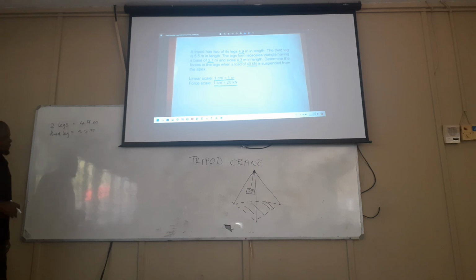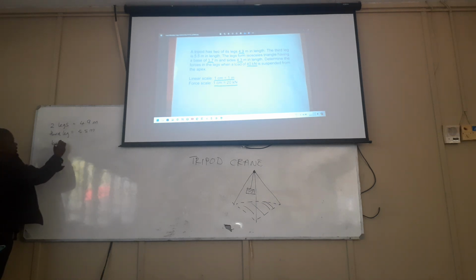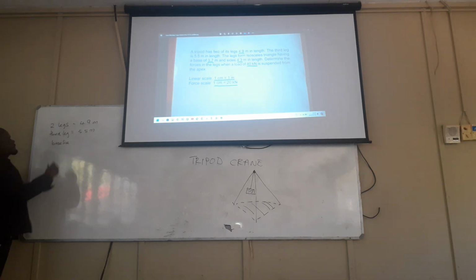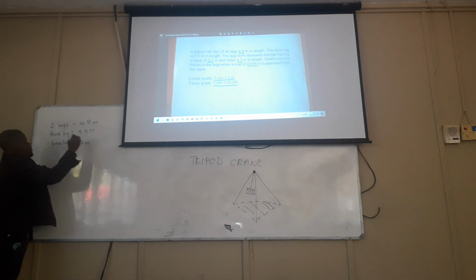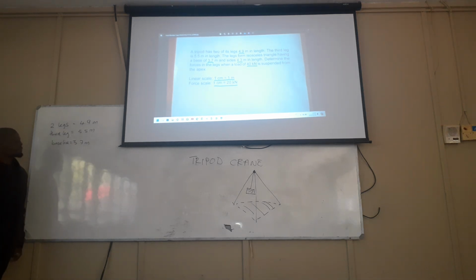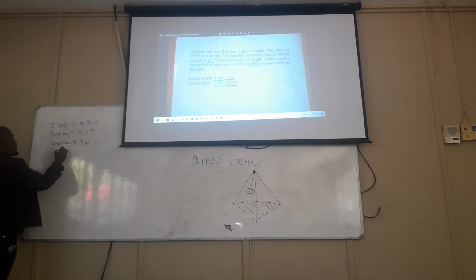All right? The legs form an isosceles triangle having a base. So I'll say the baseline is equal to 3.7, 3.7 meters. Determine the forces in the legs when a load of 40 kilonewtons is suspended from the apex. All right? Those are the scales that you are supposed to use. So the load is equal to 40 kilonewtons.